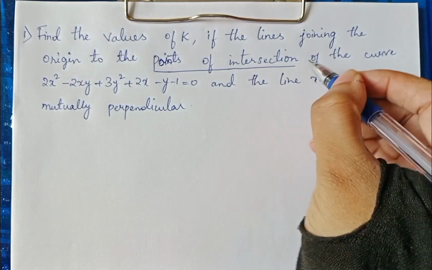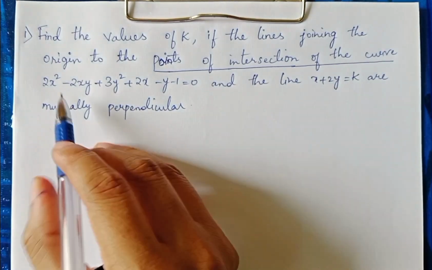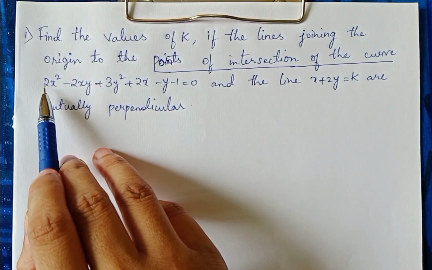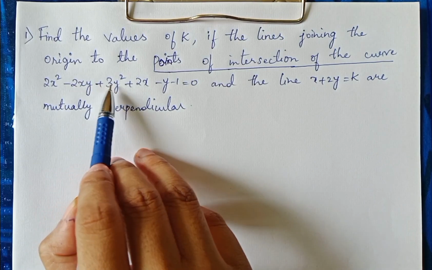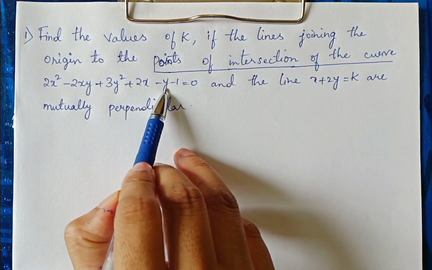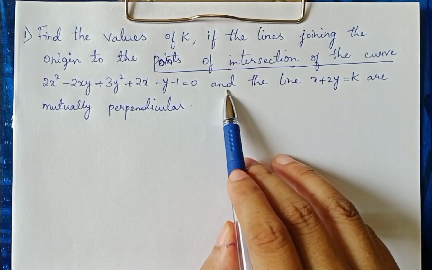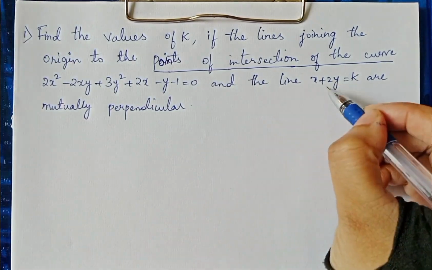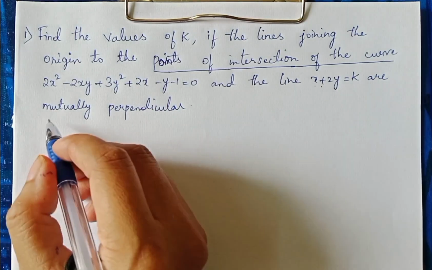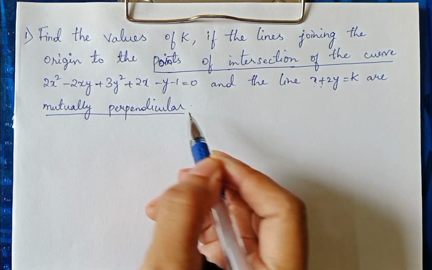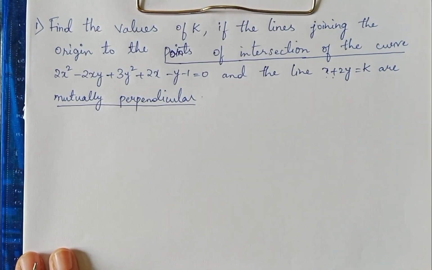Point of intersection of the curve to the pair of straight line: 2x square minus 2xy plus 3y square plus 2x minus y minus 1 equals 0, and the line x plus 2y equals k, are mutually perpendicular. So we have to find the value of k.